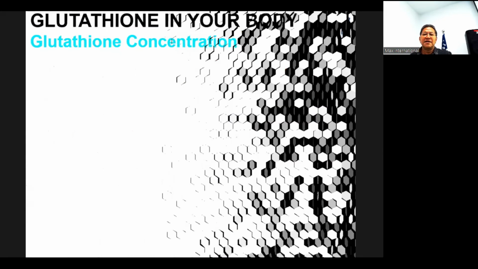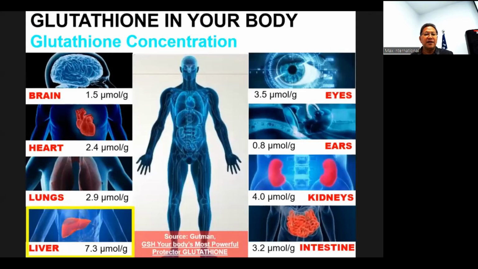And where is the glutathione most in the body? Number 1 is in the liver, number 2 in the kidneys, number 3 in the eyes. And the reason for it being in the eyes is it is what is preventing us from going blind, from having cataract and having glaucoma, because it is the number 1 protector of the eyes, as it is the number 1 protector of the liver, of the kidneys, of the ears, of the intestines, of the brain, of the heart, of the lungs, and all organs.